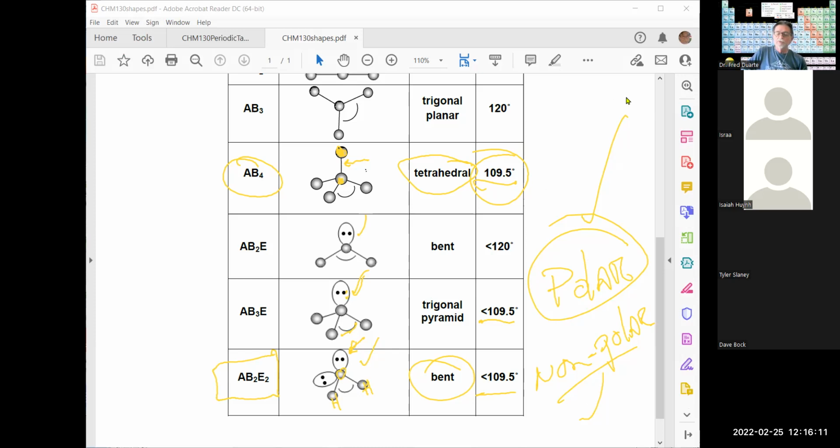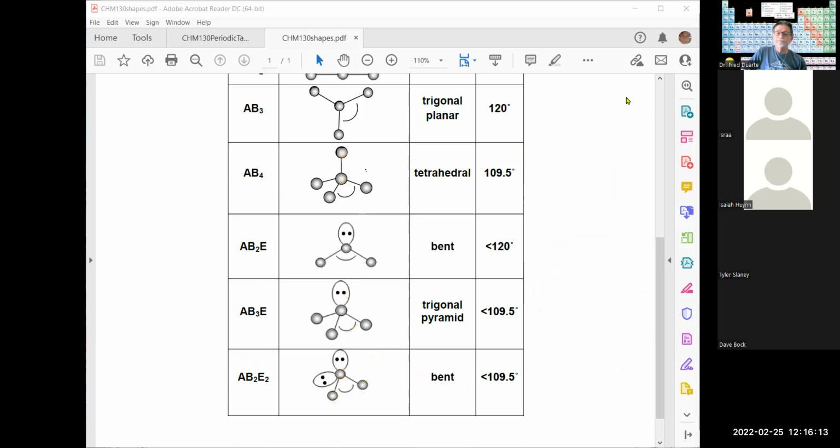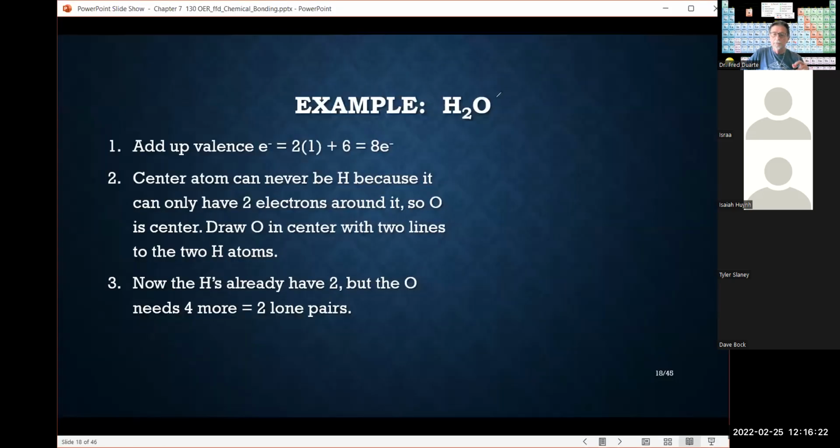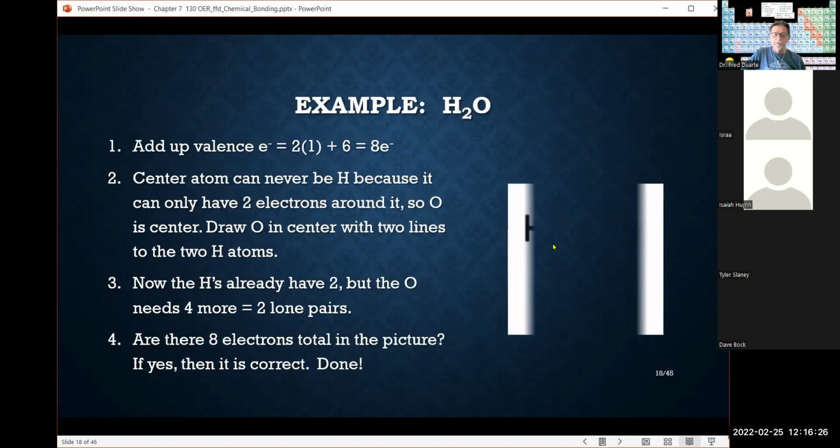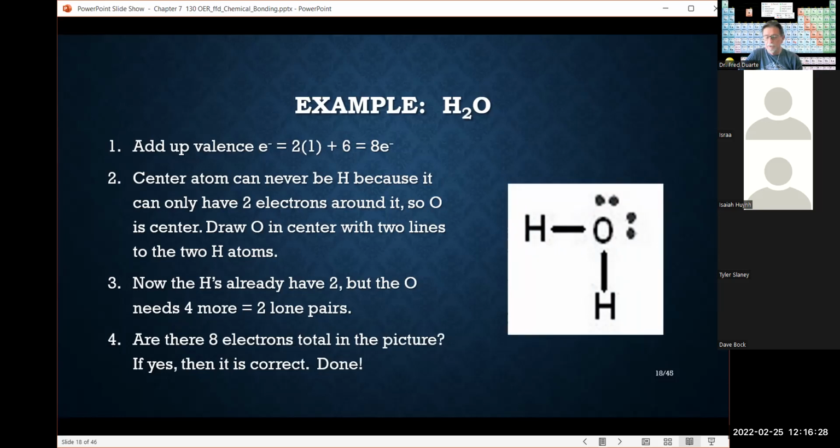Okay, so once we have that information with respect to the general formula, again, we are able to determine its geometry, and from that, the bond angle, okay?